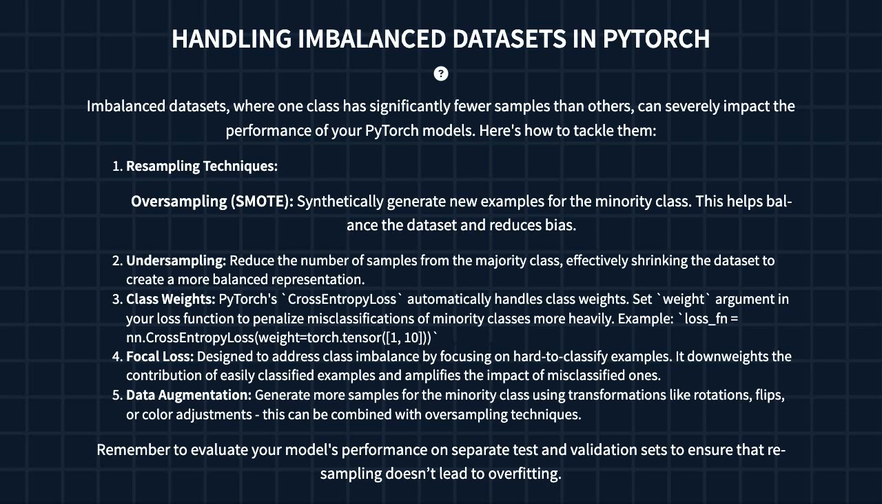Focal loss is another powerful technique that focuses on the difficult examples. Finally, you can use data augmentation, essentially creating variations of your existing minority class samples alongside oversampling to really boost its representation. It's important to keep an eye on how your model performs with these changes on a holdout set to make sure you're not just memorizing the training data.